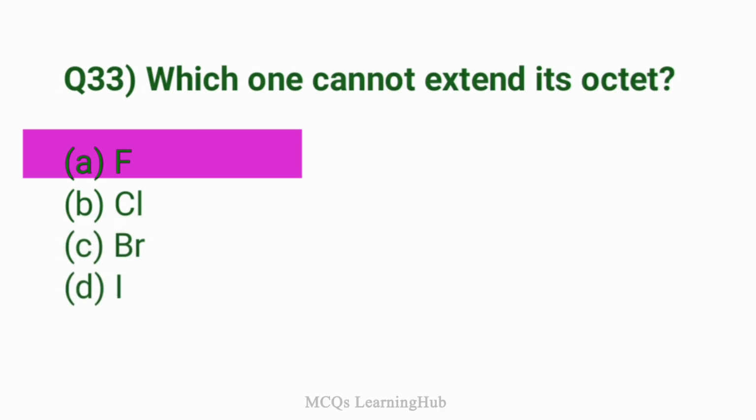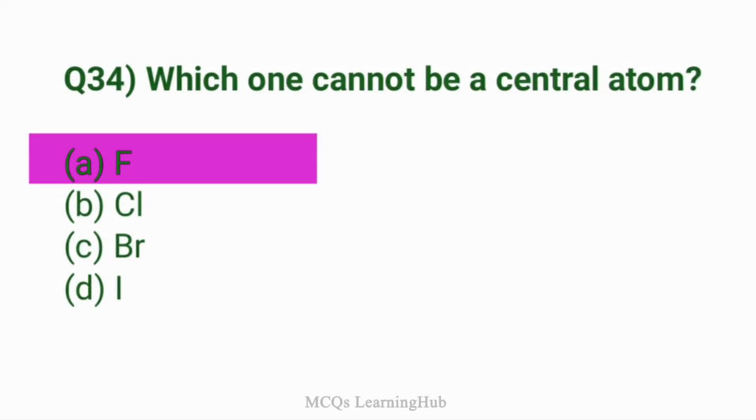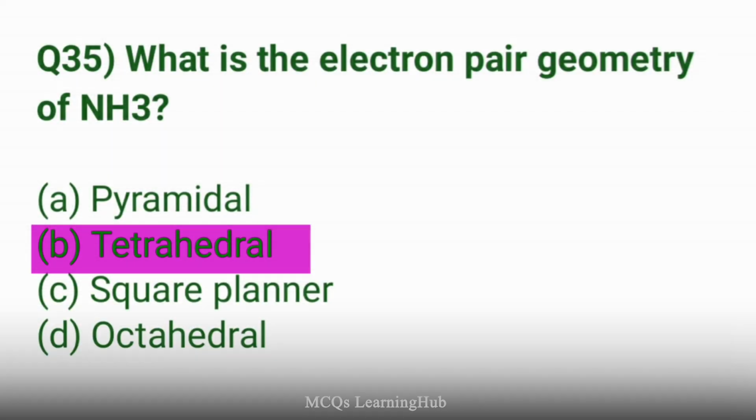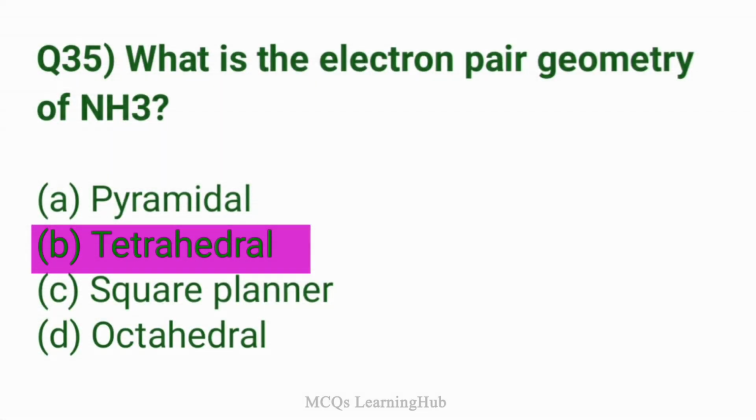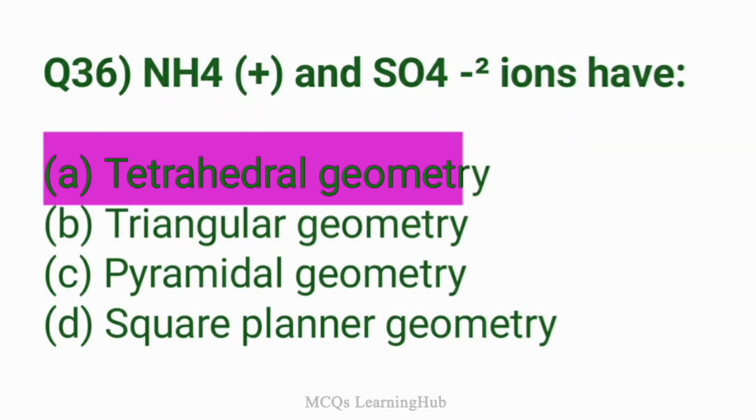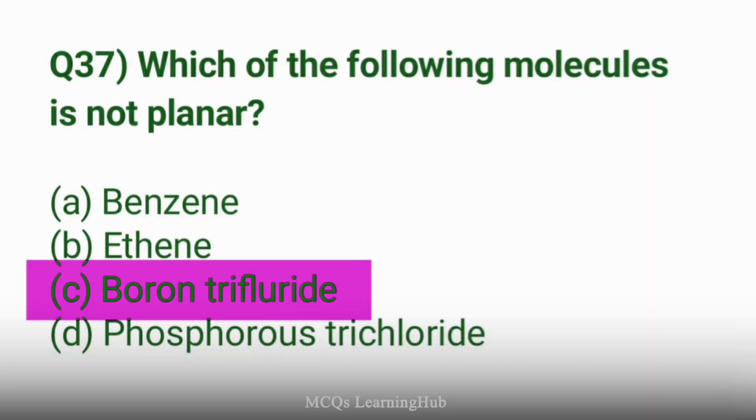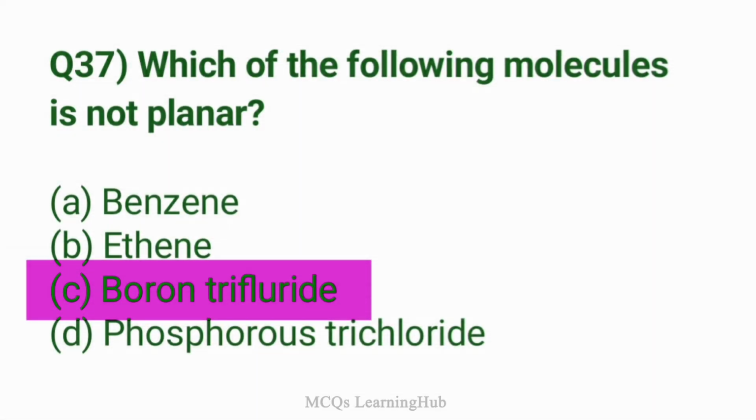Which one cannot extend its octet? Option A, fluoride. Which one cannot be central atom? Option A, fluoride. What is the electron pair geometry of NH3? Option B, tetrahedral. Question 36. NH4 plus and SO4 minus 2 ions have tetrahedral geometry. Question 37. Which of the following molecules is not planar? Option C, boron trifluoride.